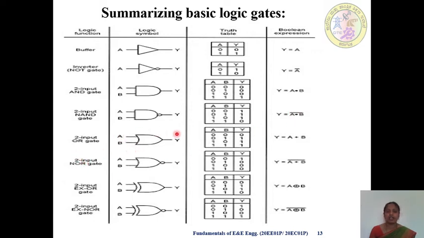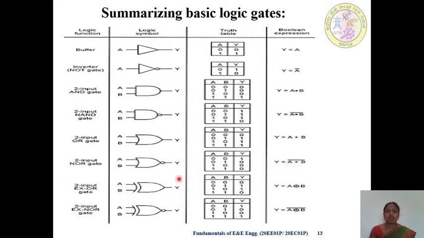Next is the OR gate. This is the symbolic representation of the OR gate. It consists of two inputs and Y is the single output. Here, when both the inputs are 0, the output is 0. Otherwise it will be 1. So the expression is Y is equal to A plus B. Next, the two input NOR gate. This is the symbol of the NOR gate. That is, the OR gate followed by a bubble is called a NOR gate. In the truth table the output is 1 only when both the inputs are 0. Otherwise the output will be 0. The expression is Y is equal to A plus B whole bar.